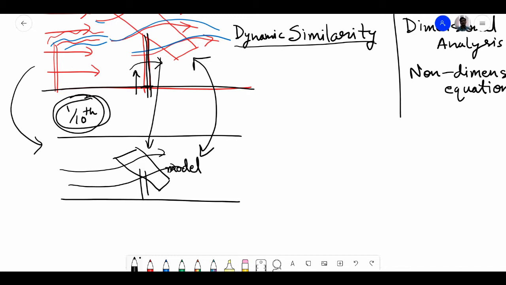But if you want the flow dynamics to be similar in both the cases, you have to keep a few things in mind. You have to keep the properties of this fluid medium here and the fluid medium in this model wind tunnel in such proportions so that the dynamic similarity holds good.